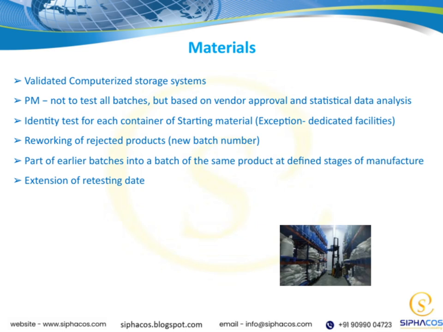For the identity testing of each container of starting material, we conduct rigorous checks to confirm the correct material is used. An exception to this is in facilities that are dedicated solely to specific products, where the process may differ slightly. Reworking rejected products is another important aspect. When a batch doesn't meet quality standards, we reprocess it but assign a new batch number to maintain traceability. Additionally, during manufacturing, we sometimes incorporate parts of earlier batches into a new batch of the same product at certain defined stages, ensuring consistency and efficiency.